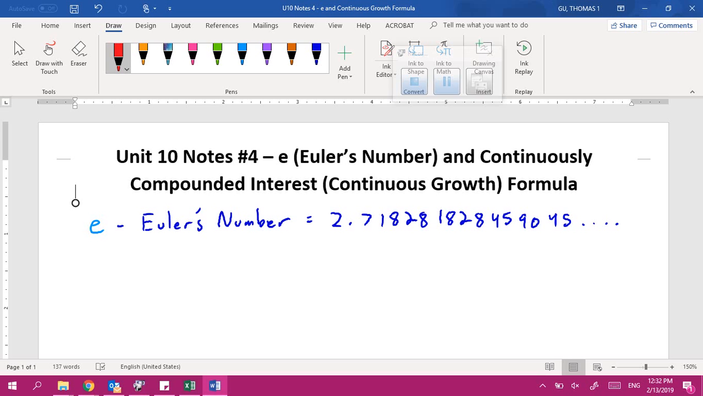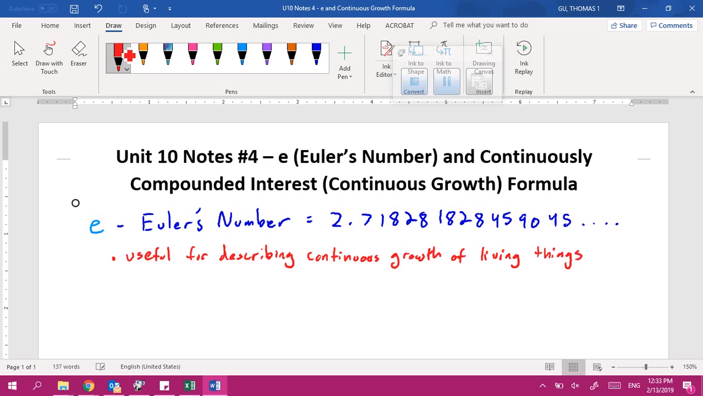Now, why is this number important? This number is useful for describing continuous growth of living things. First it's applicable to living things, but then, of course, we as humans care a lot about money, so a lot of times we use this to describe money as well.